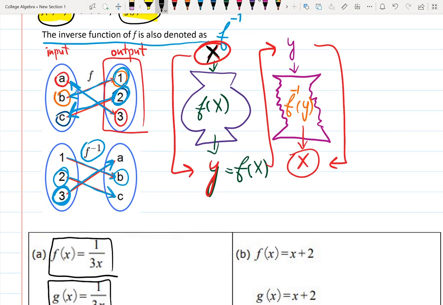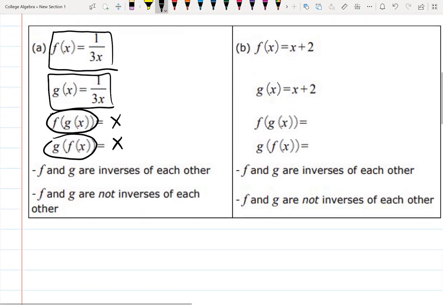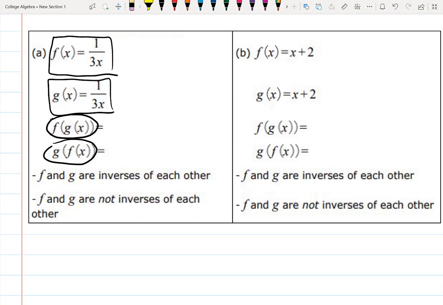We started with x, we ended with x, when we applied both machines in any order, this way or this way. So we hope to get x in those two cases. Let's see if we do. So f at g. Watch my video about compositions of functions to do that faster.